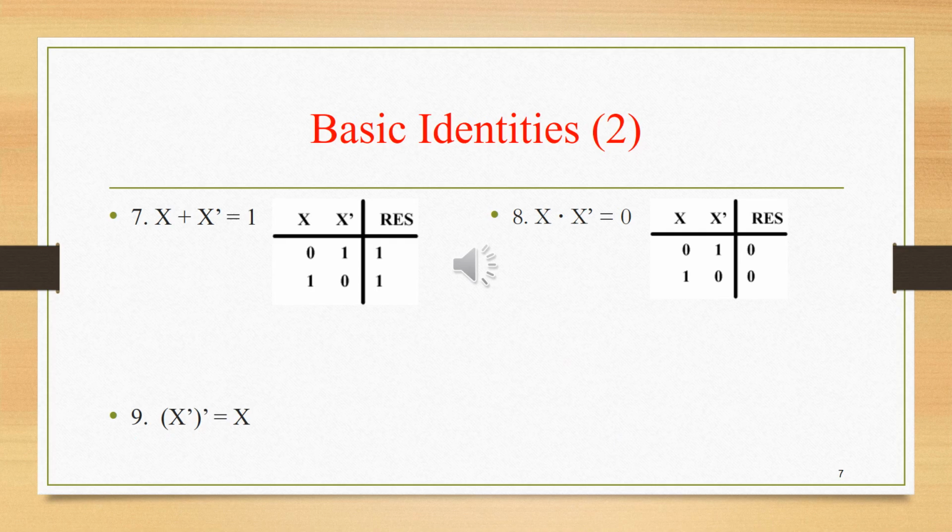And a few more basic identities: x plus x bar is equal to 1, and x into x bar is equal to 0, and the double complement, that is x bar the whole bar, is equal to x. And this duality and De Morgan's theorem, these two are very important while solving problems related to this Boolean algebra topic.